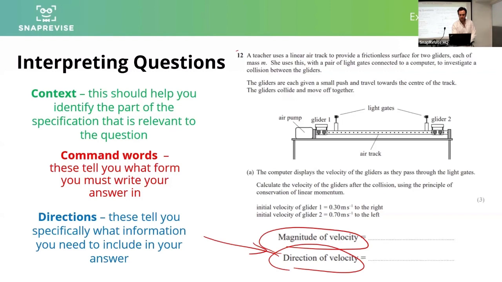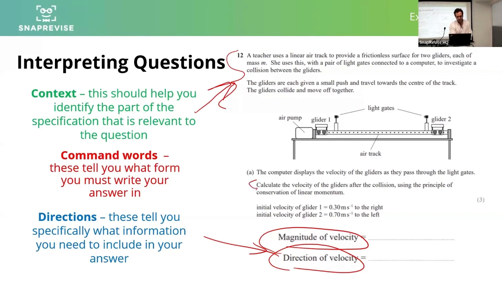So the context is all of this stuff over here. You read it: a teacher uses a linear air track. I'm already thinking something to do maybe with collisions, frictionless collisions. Right, the answer says to provide a frictionless surface for two gliders, each of mass m. As soon as they start talking about mass, I'm thinking it's got to be mechanics. She uses this with a pair of light gates connected to a computer to investigate a collision between the gliders. Okay, so hopefully from the context, we can already start doing a little bit of advanced thinking before we've even finished reading the question.